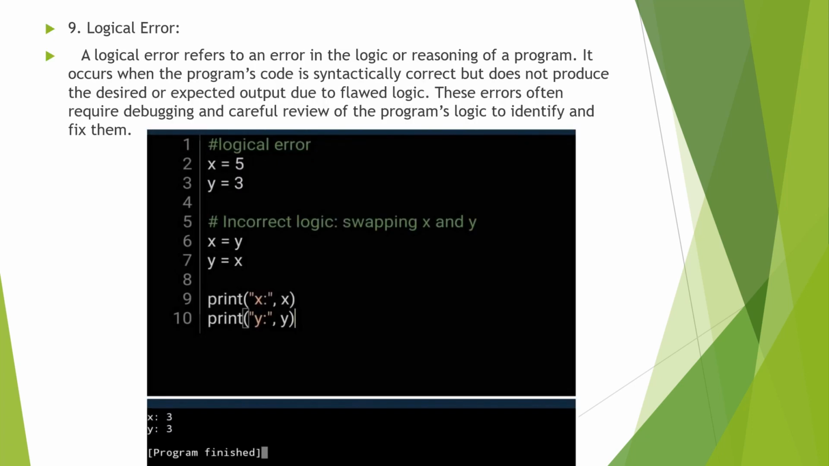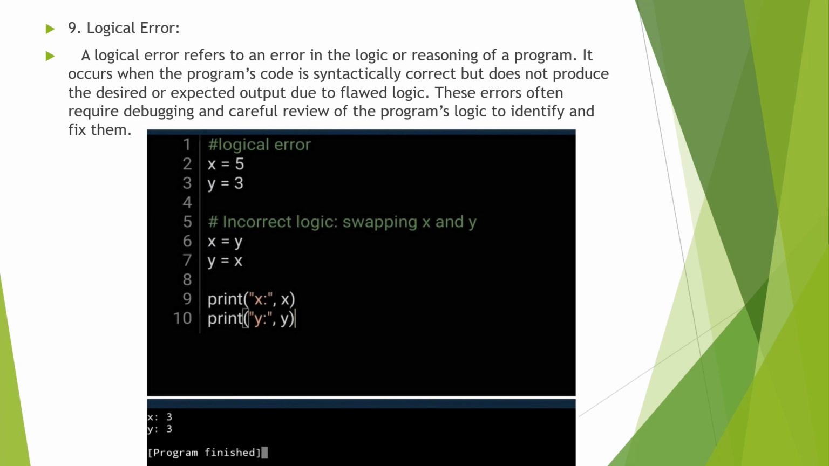A logical error generally doesn't exhibit in the output, but it is generally visible. A logical error refers to an error in the logic or reasoning of a program. It occurs when the program's code is syntactically correct, but it doesn't produce the desired output due to wrong logic. These errors often require debugging and careful review of the program's logic to identify and fix them.